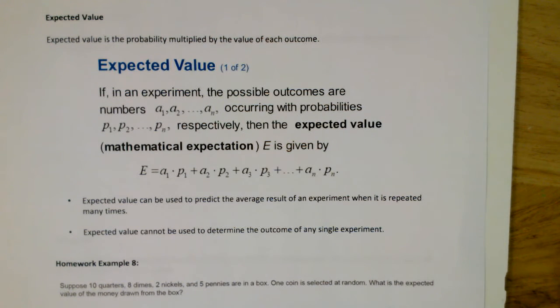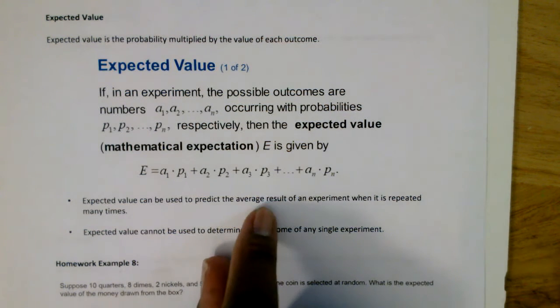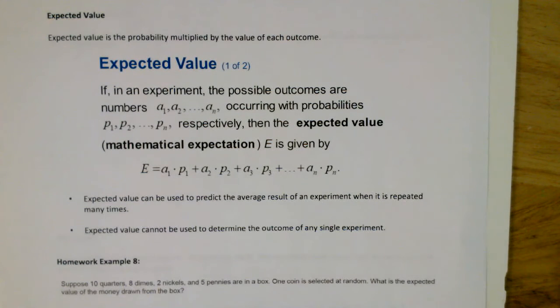Now, expected value can be used to predict the average result of an experiment when it is repeated many times. And you see that keyword average. Sometimes they use the word mean as another way of saying expected value, because pretty much on average, what you would expect to get. Hence the word expected value. Now, expected value cannot be used to determine the outcome of any single experiment, okay? Because the experiment has to be repeated many, many times for that to happen.